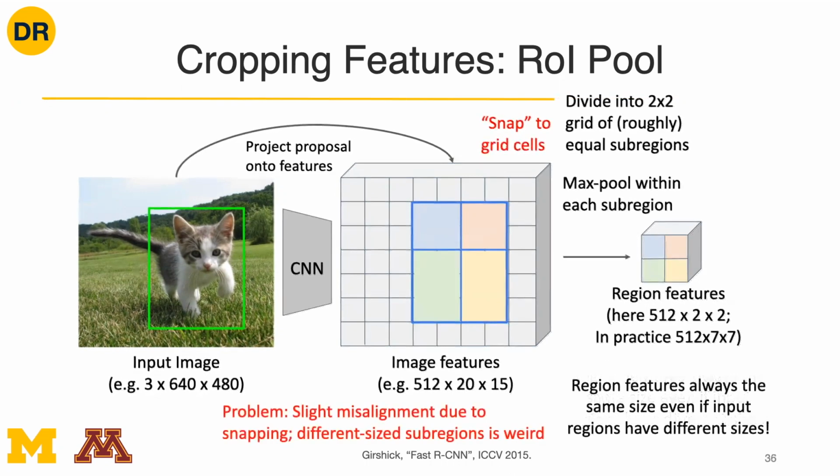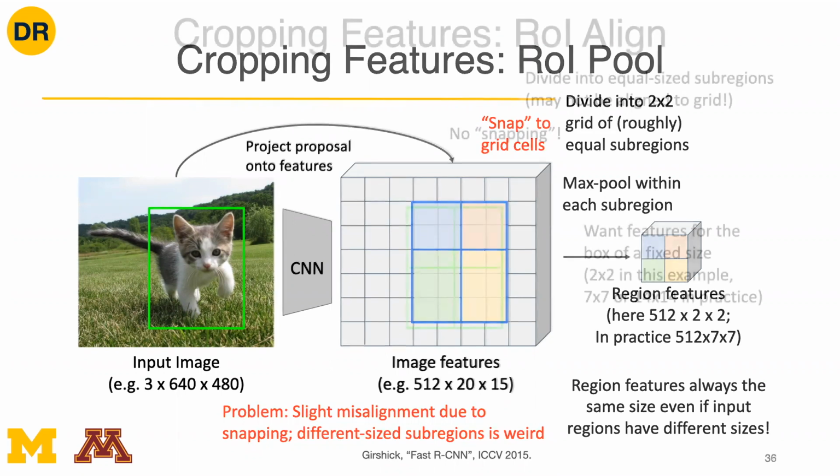But the problem here is that the snapping to the grid cells looks a little weird, right? You might lose some information. Your bounding box might not be perfect, which will result in some inconsistency if there is a small shift in the image space. So the other way of doing this is what we call ROI alignment.